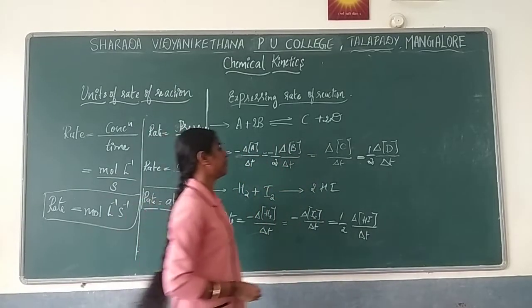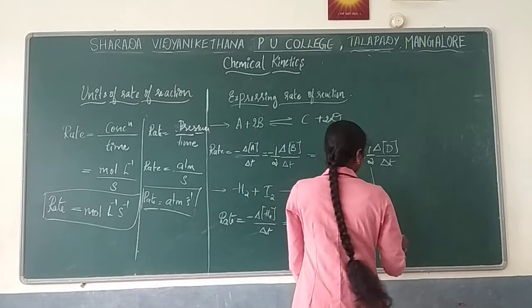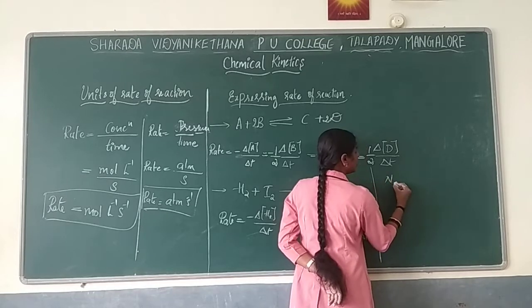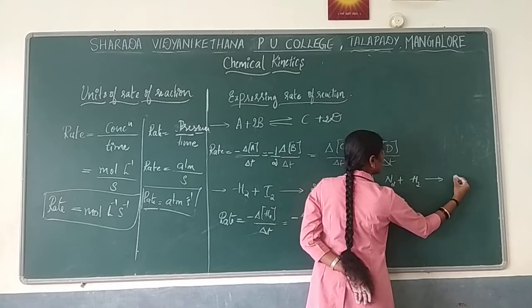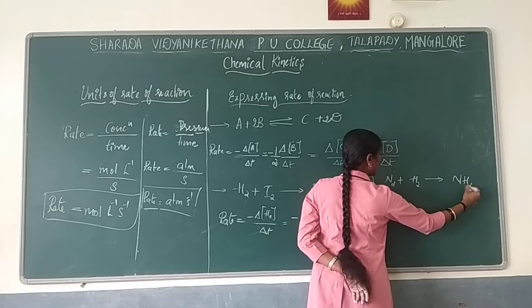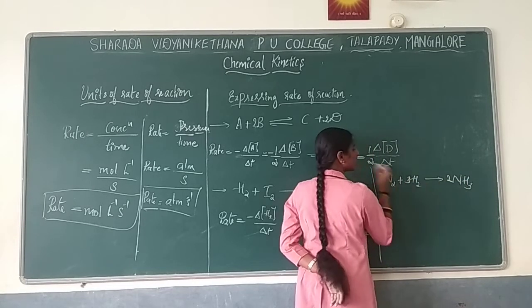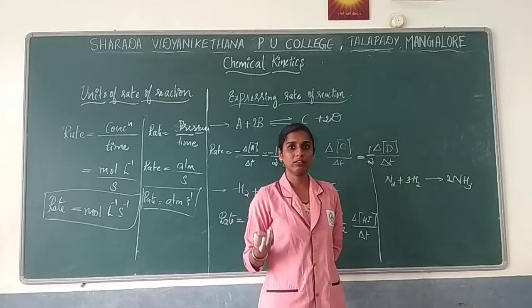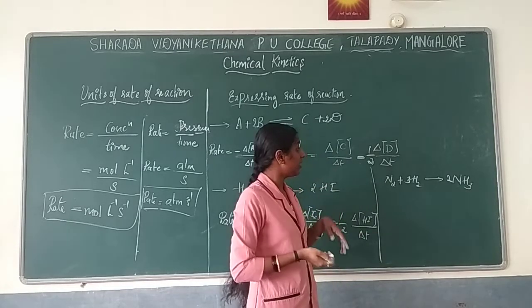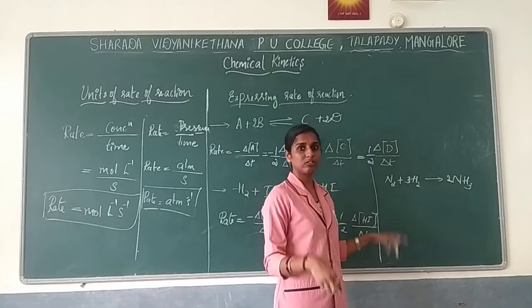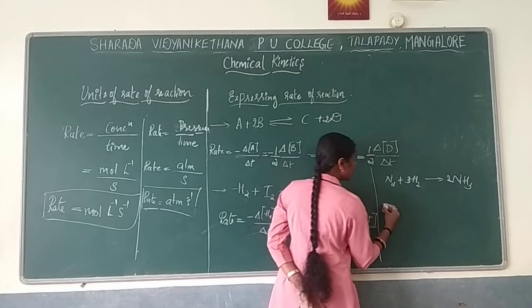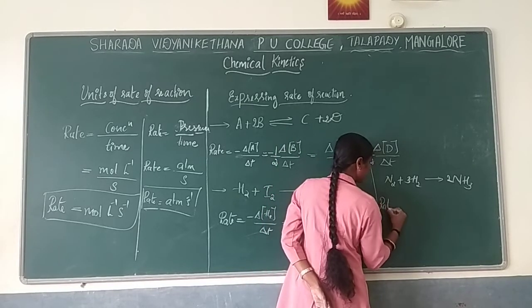One more example we will see: N2 plus H2 gives NH3. Balance the reaction. I have taken a simple reaction. For this, when you are writing the rate, now write in terms of instantaneous rate. Write by yourself.